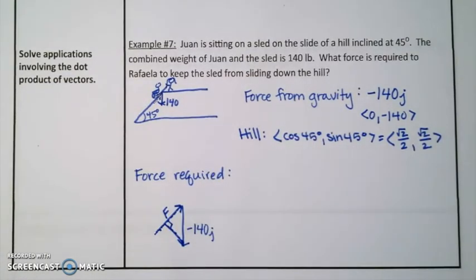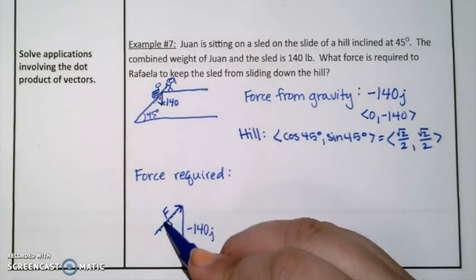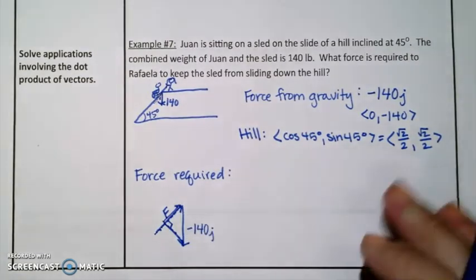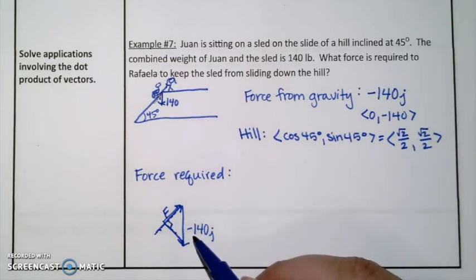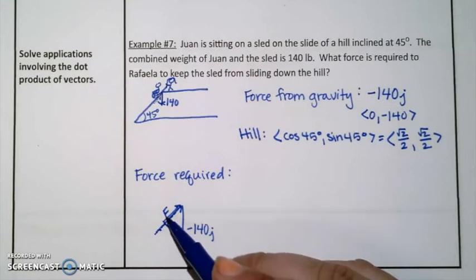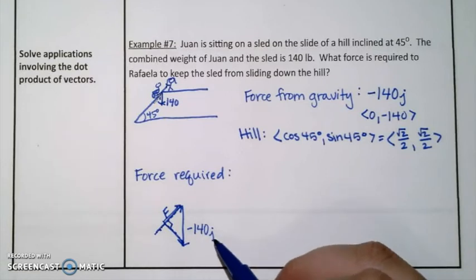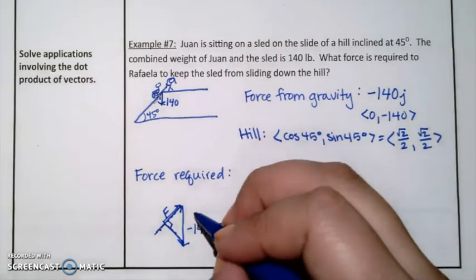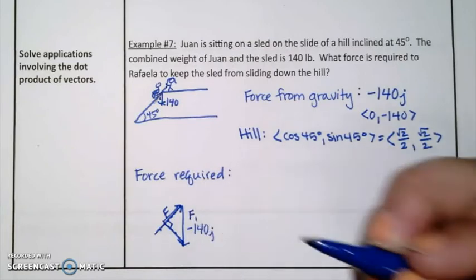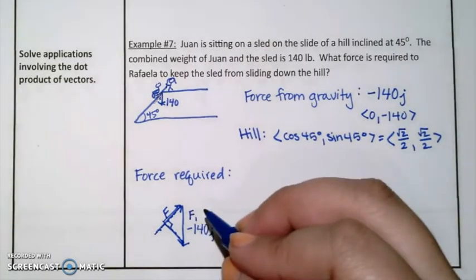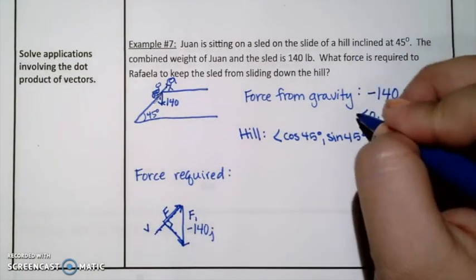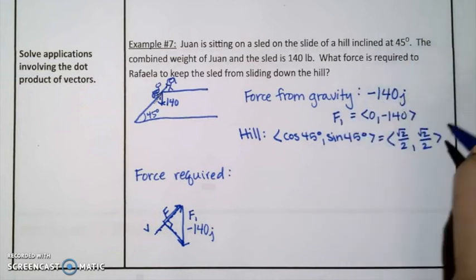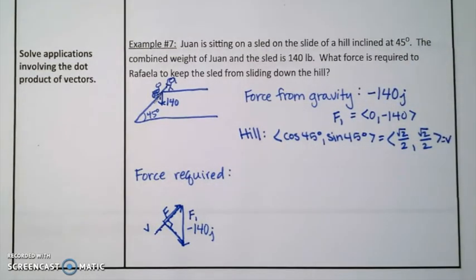That's the vector that we need to find. Just the projection. We know that this is a 90-degree angle. We're looking for the projection of our force from gravity onto the hill. So let's call the force from gravity F1, and let's call the hill V.